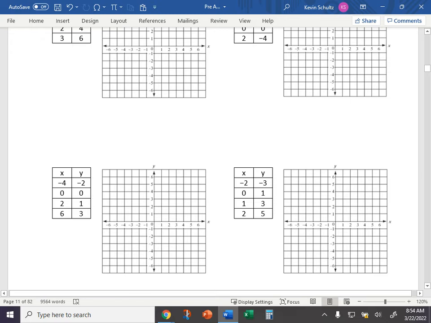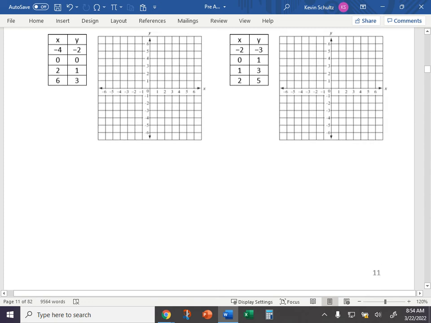Camille, third one. All right. So our ordered pairs that we're dealing with here, we've got -4, -2, 0, 0, 2, 1, 6, 3. This is the one on the bottom left on the second page. And now we look for the rule. How do we get from x to y?